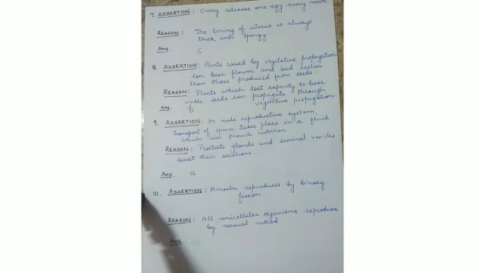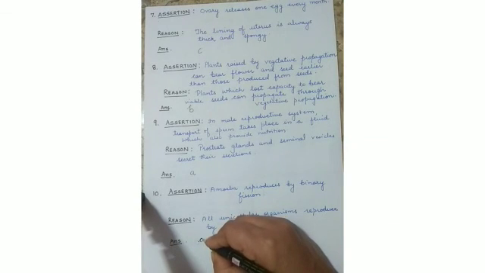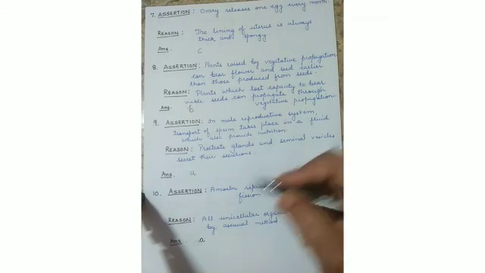Now, last question. Assertion is amoeba reproduces by binary fission. Reason for this is all unicellular organisms reproduce by asexual method. Yes, both assertion and reason are true and reason is the correct explanation of the assertion. Again, your answer is A code. Thank you.